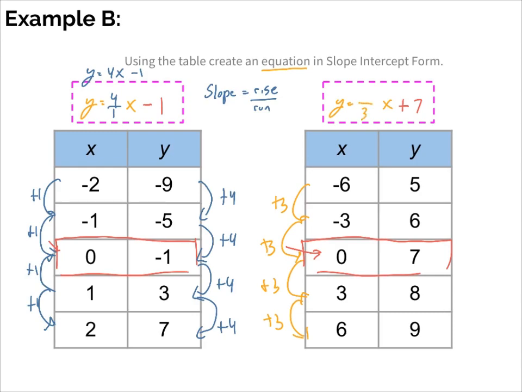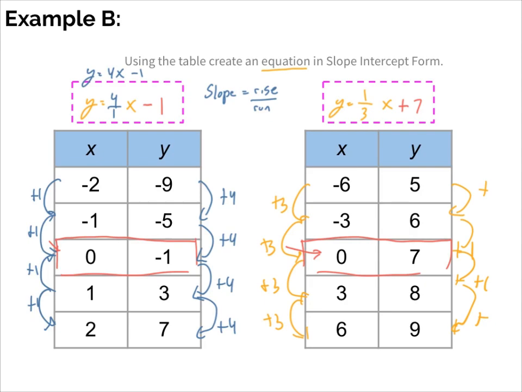And then we need to do the same thing for our rise. So again, we're going to go plus 1, plus 1, plus 1, and plus 1, so that we can see that our rise is going to be 1. So I can see that my final equation here is y equals 1/3 x plus 7. So we're able to make our equation from a table.